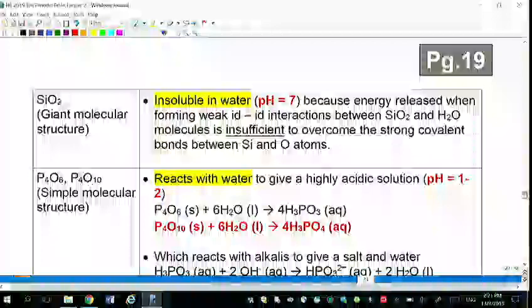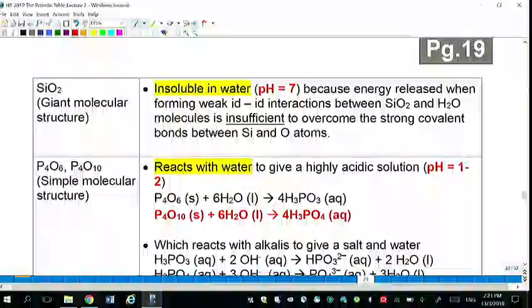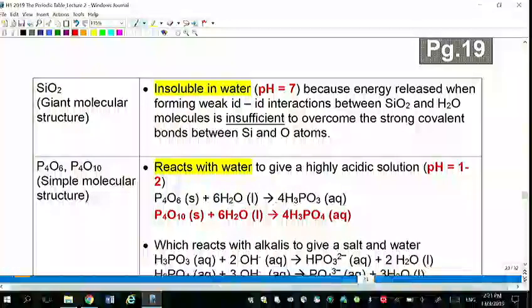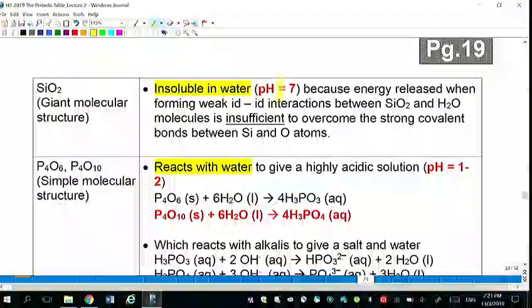Now, moving on, if you look at page 19, when I have silicon dioxide, the concept is the same. If you want to dissolve it, you need to break the strong covalent bond between the silicon and oxygen atom. The energy released when forming weak instantaneous dipole-induced dipole interaction between silicon dioxide and water molecules is not enough to break the strong covalent bonds between silicon and oxygen atoms. So for silicon dioxide, the pH of the solution is also equal to 7.